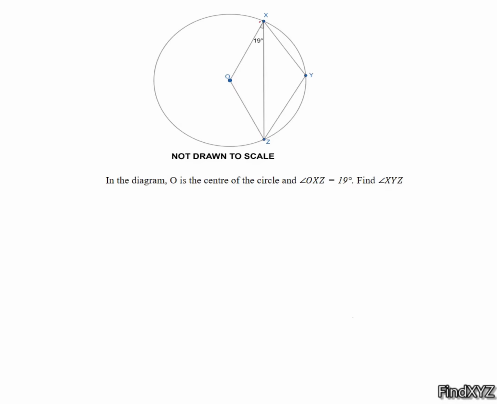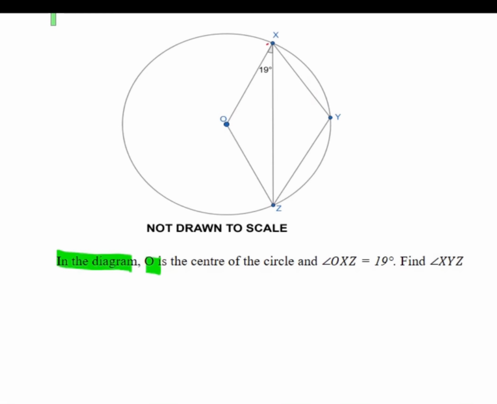Let's take a look at this question. In the diagram, O is the center of the circle and angle OXC is 19 degrees. You are tasked to find angle XYZ. Now, we are solving for XYZ.